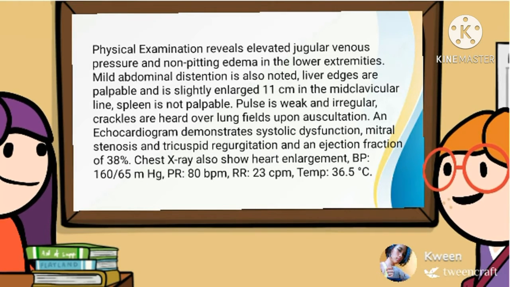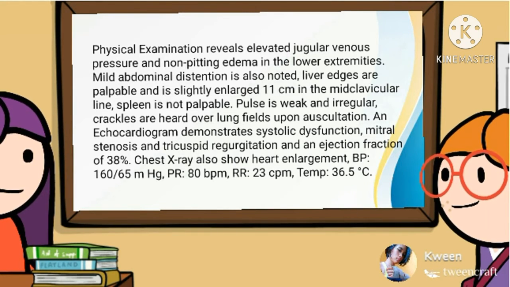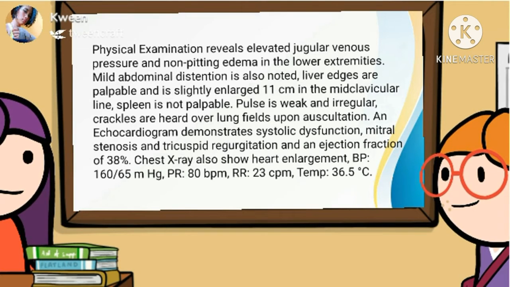Liver edges are palpable and slightly enlarged, 11 cm in the mid-clavicular line. Spleen is not palpable. Pulse is weak and irregular. Crackles are heard over lung fields upon auscultation. An echocardiogram demonstrates systolic dysfunction, mitral stenosis, and tricuspid regurgitation, and an ejection fraction of 38%.